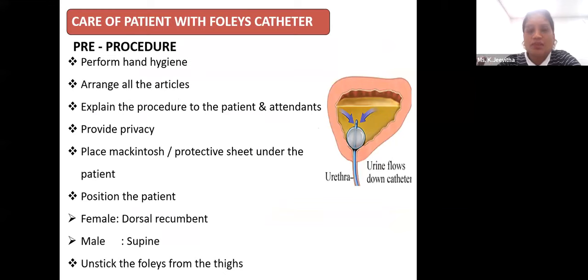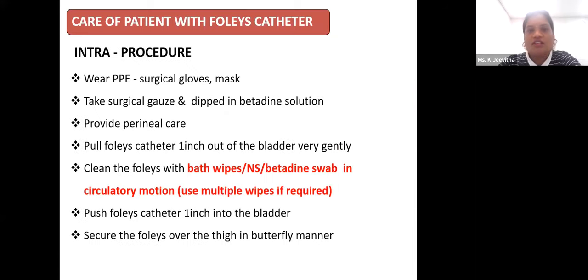So hand hygiene plays a major role in controlling infections; most of the time infections will be reduced by following proper hand hygiene. You have to arrange all the articles and you need to explain the procedure. When you are giving Foley's care, you have to put a protective sheet and position the patient. When the patient is on this Foley's catheter, as a nurse, you have to give care. Every shift, you need to give the care. And whenever you are giving it, you have to pull 1 inch and you need to clean the site.